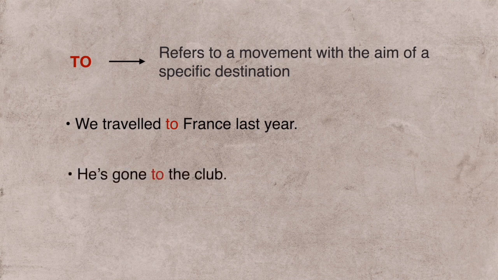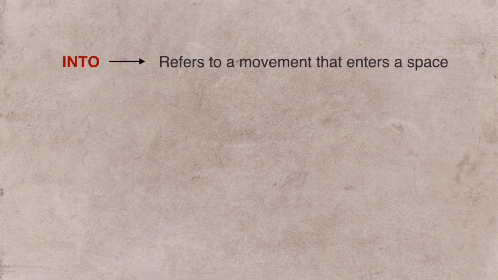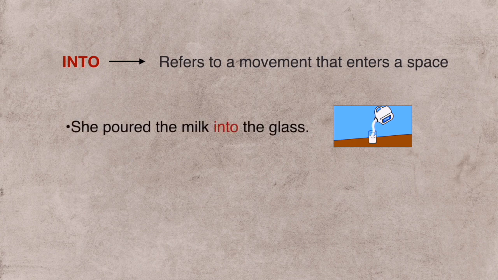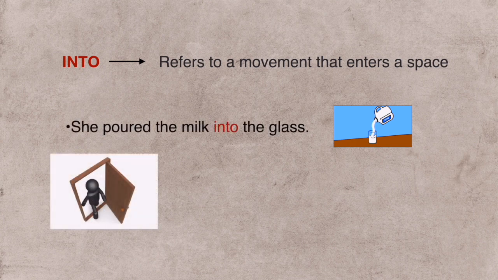Another commonly used preposition of movement is into, and it is used to talk about a movement that enters a space. This preposition into is usually used with verbs which denote movement. Examples are, she poured the milk into the glass. He walked into the room. You can see that the preposition into is used with verbs that express some kind of movement.